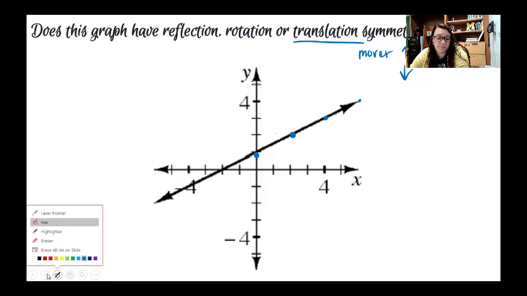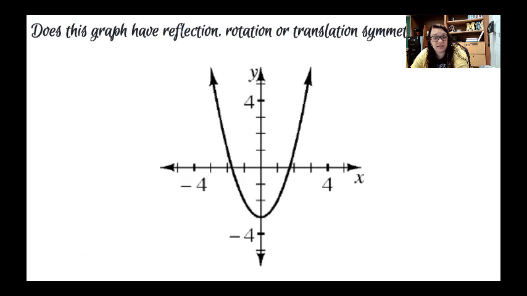Let's look at the next one. Different idea. Let's see, reflection. I could reflect here, and it would map onto itself. If I rotate it in any way, the only way it'd go back to itself is if I go 360 degrees. And translation symmetry, there's no way I could do that.